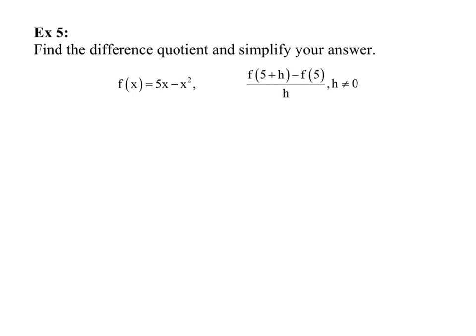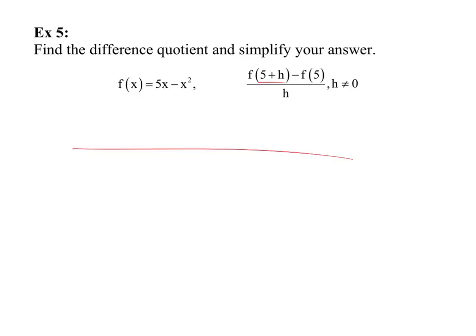All right, find the difference quotient and simplify your answer. All right, this looks a little crazy here. Don't worry about this h does not equal 0 part. They're just saying that h can't be equal to 0 because that would make this undefined. All right, so be very careful with evaluating the function. Here I'm plugging in 5 plus h for x.